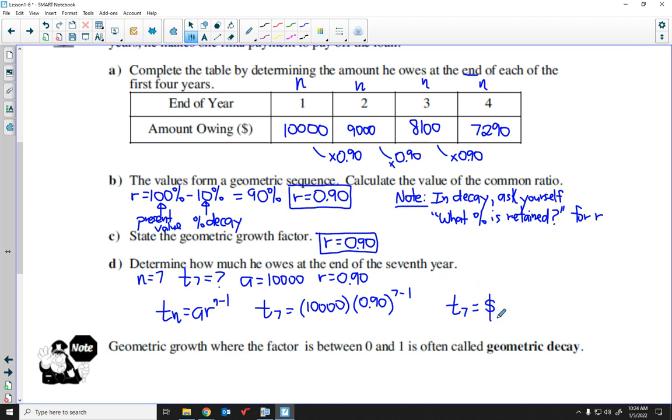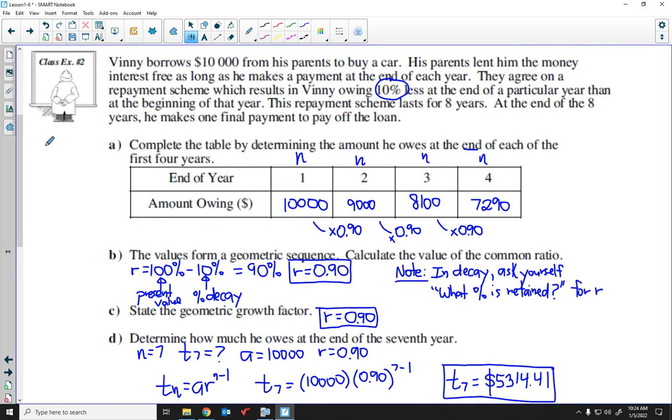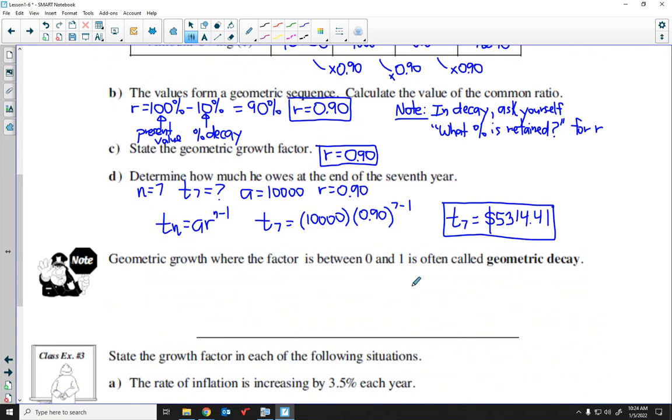we're going to round to the nearest cent. So this would be $5,314.41. So I believe at the end of year 7, that's when they have to make a lump sum payment. Yeah, it lasts for like 8 years. It makes the note here. Yeah, if the growth factor is between 0 and 1, we're dealing with geometric decay. If it's bigger than 1, then we'd be dealing with geometric growth.